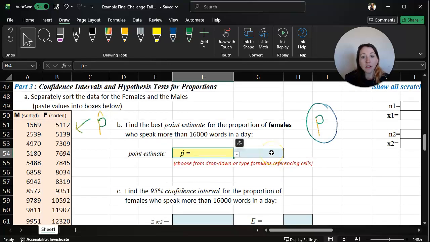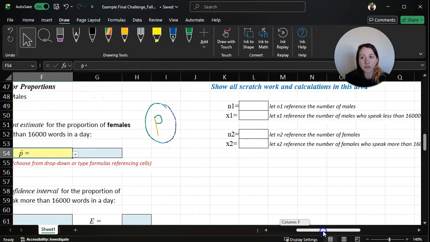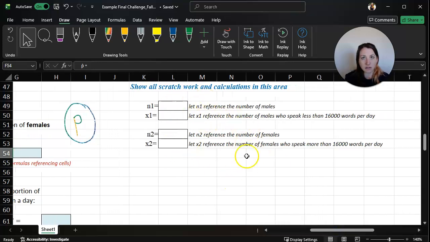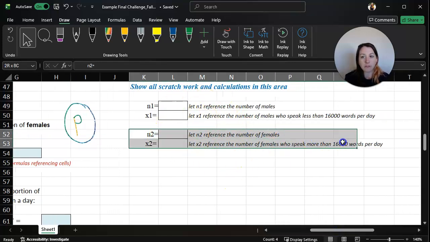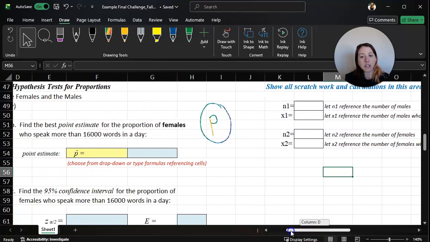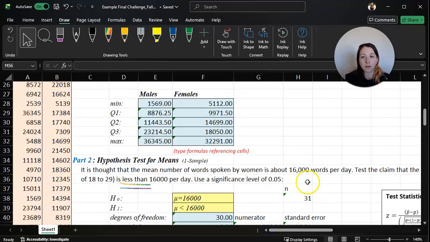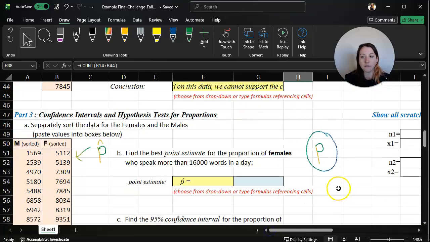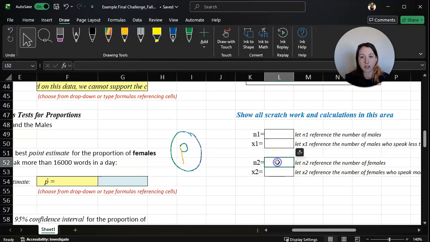Okay, now we want to know the proportion of females from our sample who speak more than 16,000 words in a day. There are some little scratch notes over here to the right that can help you organize some information here. For now, I will focus on these because that's where we are looking at the female data. So into here, we are letting n be the number of females. So we actually did calculate that earlier. If you remember, our count was 31 for females. So we can go ahead and type that in here.